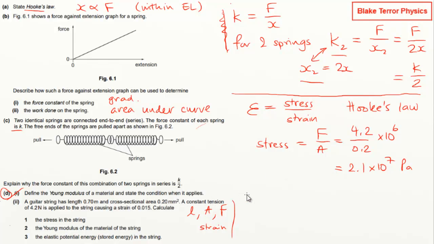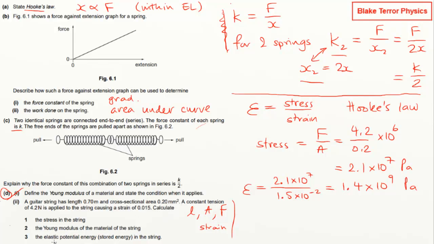What is Young's modulus then? So Young's modulus, that's stress over strain. So we've just worked out the stress, 2.1 times 10 to the 7, and they've given us the strain, interestingly, as 1.5 times 10 to the minus 2. So we've got a 10 to the 9 there. 2.1 divided by 1.5, so that's the same as multiplying by 2/3, so that'd be 1.4 times 10 to the 9 pascals. It's got the same unit, isn't it, because strain is dimensionless.